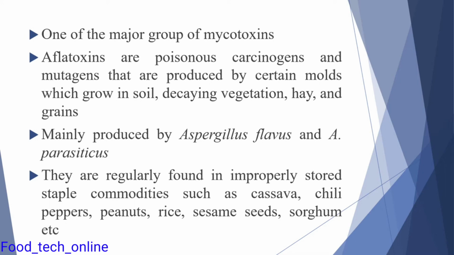They are poisonous carcinogens and also they are mutagens which are produced by Aspergillus species, and mainly they are found in soil, in the decaying vegetation, hay, grains, etc. And examples of the Aspergillus species for producing these aflatoxins are the Aspergillus flavus and the Aspergillus parasiticus, and they are regularly found in improperly stored food items like the cassava, chili, pepper, peanut, rice, sesame seeds, sorghum, etc.